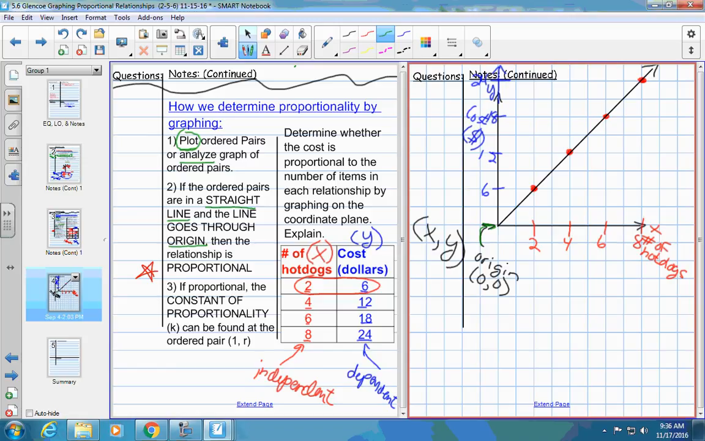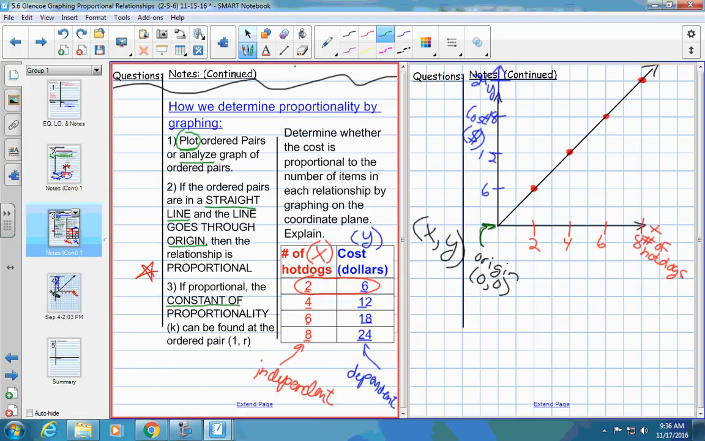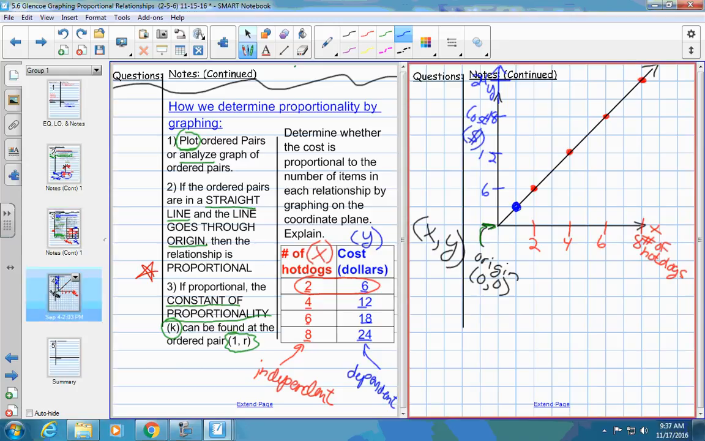Now, the other cool thing about if it is proportional is it turns out there's an ordered pair that will give us the constant of proportionality, that k value we're learning about. And that ordered pair that gives us that constant of proportionality is at 1, comma, r. And even though that one hot dog purchase was not inside of our table here, our graph has shown it to us. It's been discovered. Right here is 1, comma, r.